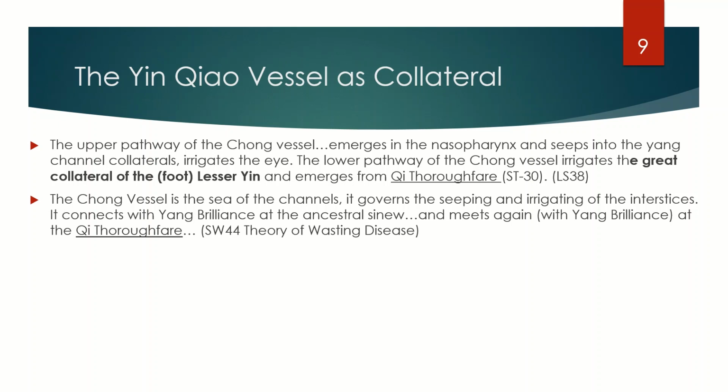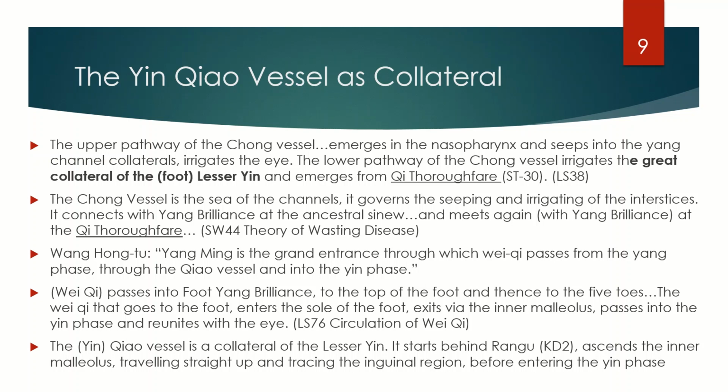Another thing to note here is how it talks about the Chong vessel. It seeps and irrigating the interstices. So this seeping and irrigating of the interstices is very much an extra channel activity. It's almost like it's taking this sort of food and grain essence from Yang brilliance, and it's seeping and irrigating the interstices. It's circulating Wei Qi, essentially another way to say it. And one big expression of that is that Qi thoroughfare.